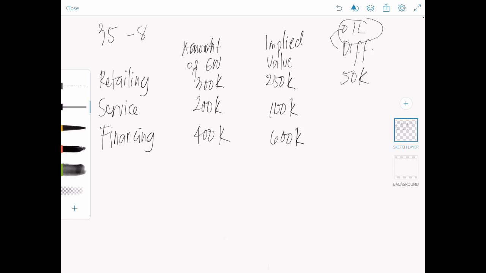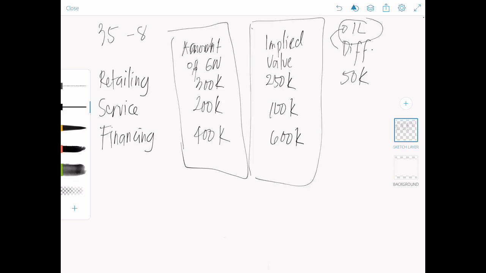The difference here signifies the impairment loss. Why? Because from the original cost of our goodwill, after a year, their implied value is this one. So meaning, this is the carrying amount of our goodwill, and now this is the recoverable amount of our goodwill under these 3 reporting units of the acquiree. So from 300, it now becomes 250, so the carrying amount is higher than the recoverable amount. Then from 200, it becomes 100,000, so again the carrying amount is higher than the recoverable amount. And then for the financing, 400,000 to 600,000.